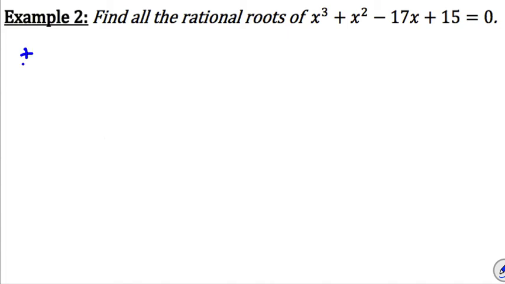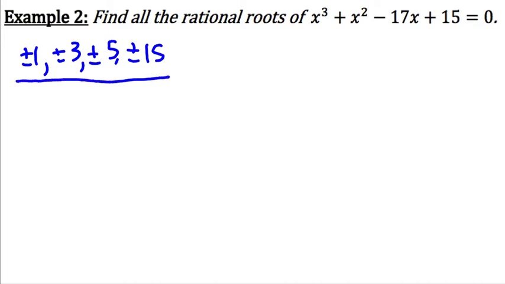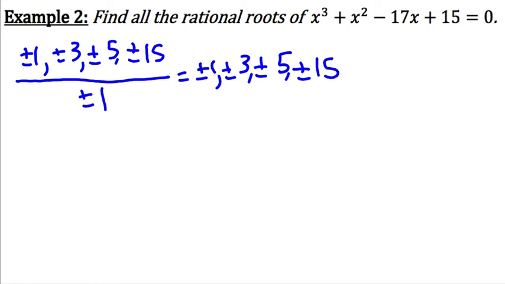Well, 15 has plus or minus 1, plus or minus 3, plus or minus 5, and plus or minus 15. And again, this is all being divided by the integer factors of the first number, which is just a 1, so plus or minus 1. Okay, so then again, we're going to divide these, which is just going to be plus or minus 1, plus or minus 3, plus or minus 5, plus or minus 15.